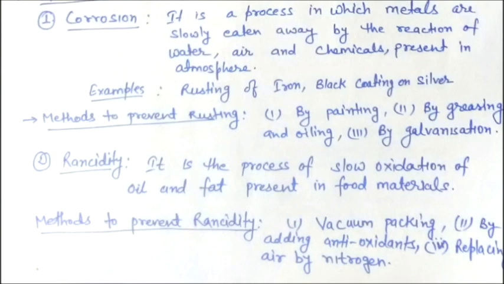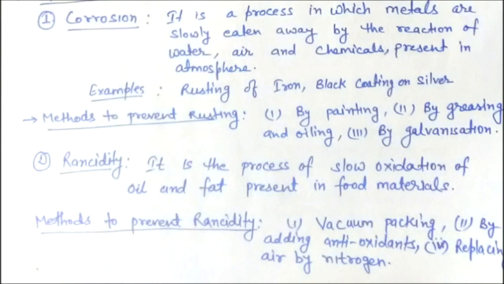Replacing air by nitrogen. In some foodstuff, the air is replaced by nitrogen. For example, chips packets. They are flushed with nitrogen to prevent them from oxidation, because air contains oxygen while nitrogen is an inert gas. It does not react with chips, so it prevents rancidity.